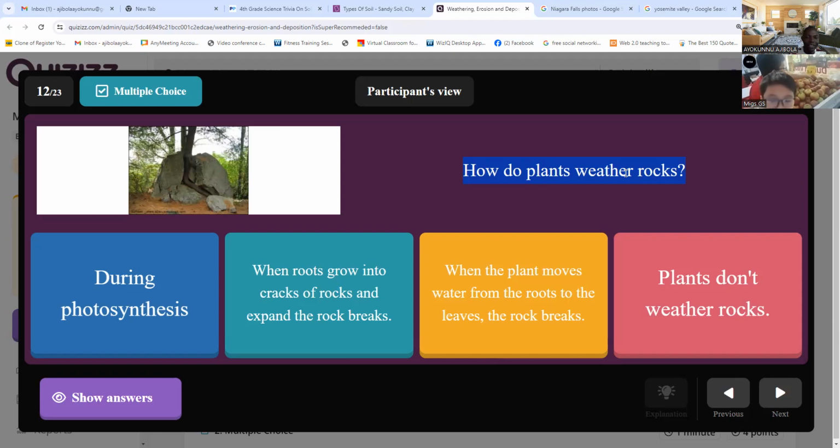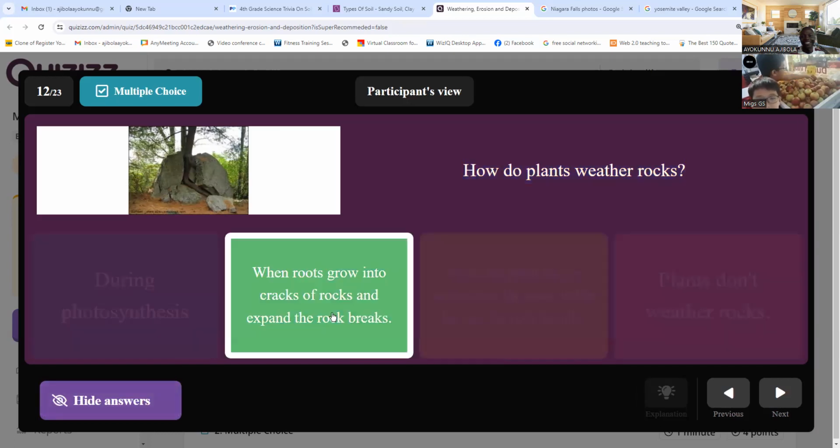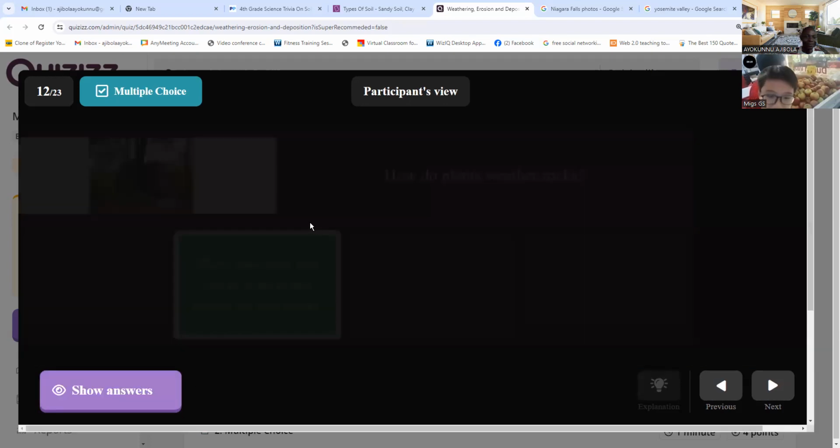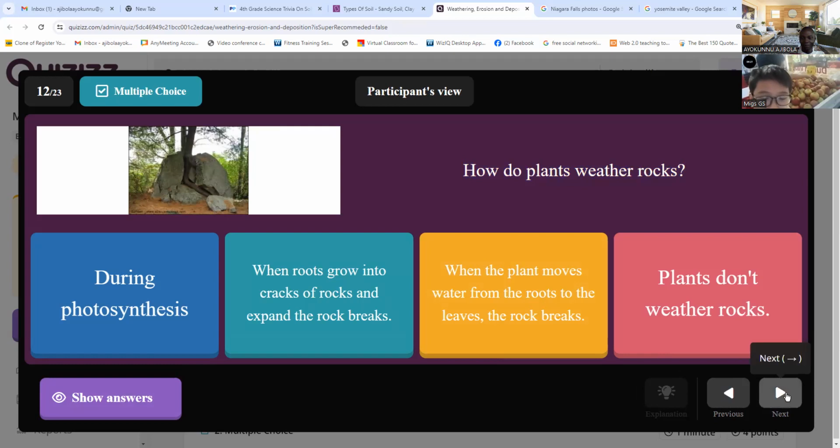So which answer will you go for? How do plants weather rocks? The answer is: when roots grow into cracks of rocks and expand, the rock breaks. I think you're correct. Yes, correct.